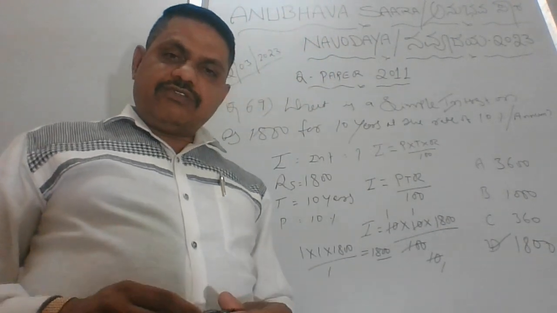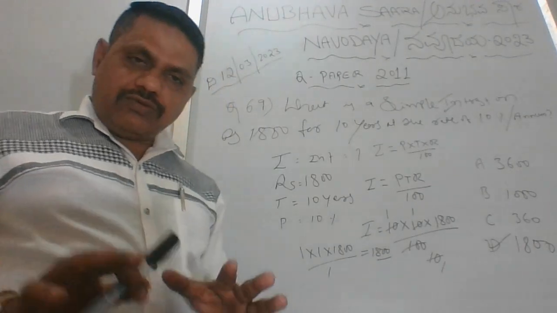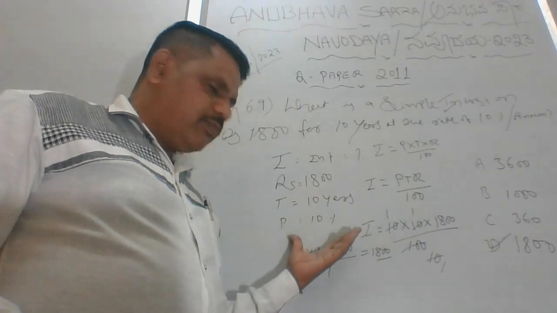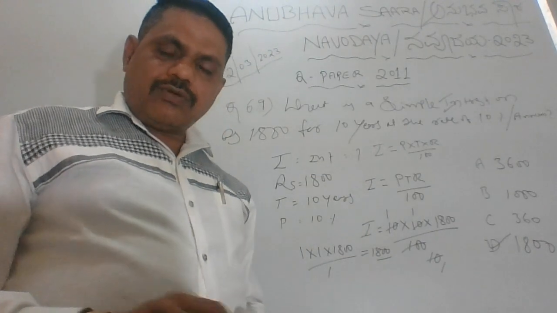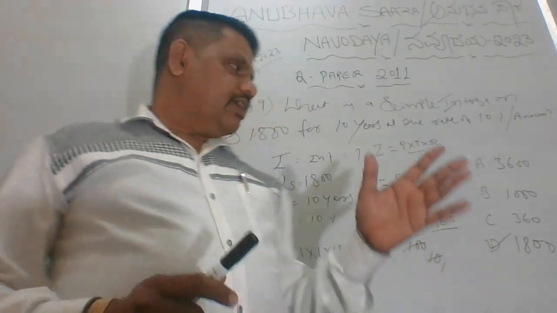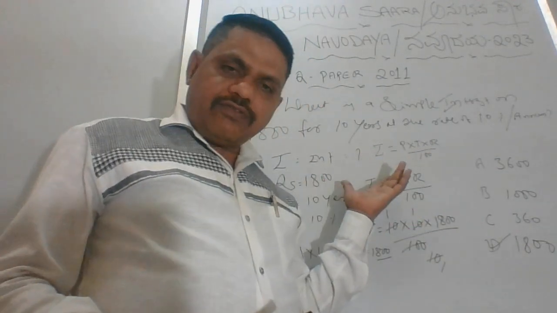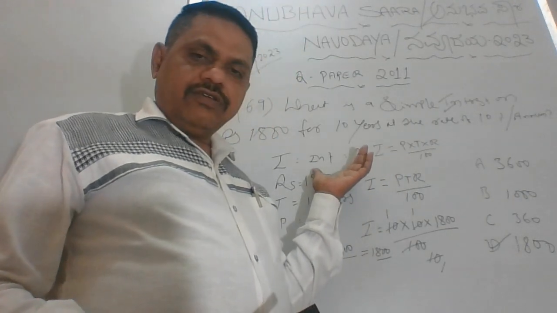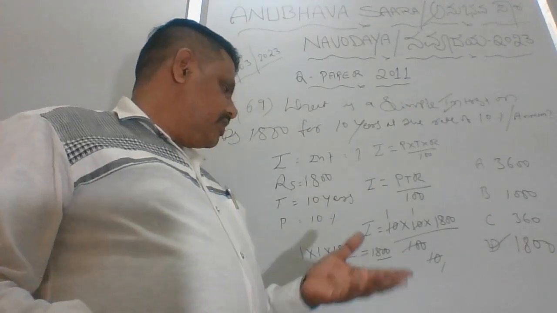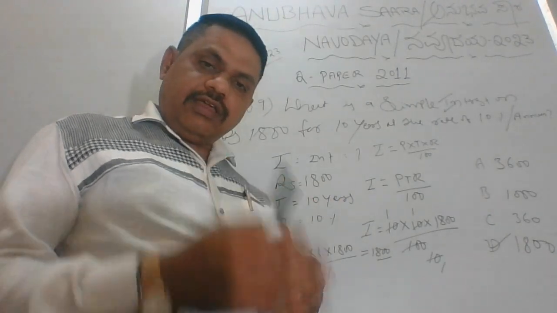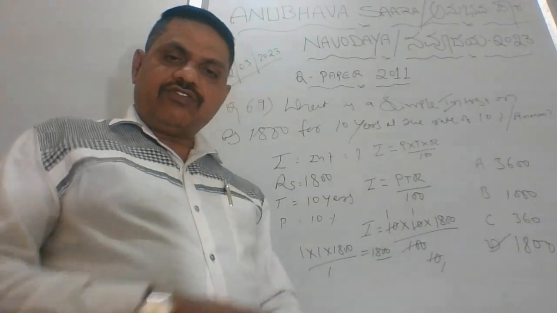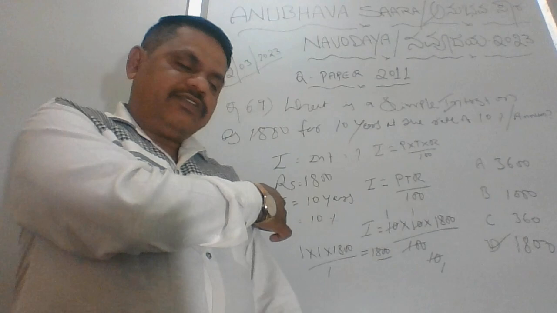See how simple it is? That's why you have to understand and analyze the question first, and write it in a proper manner. You have to segregate the question and make it very clear and separate. Then you can understand what you are looking for. You are looking for interest on what? 1800 rupees you are depositing at a bank for 10 years, and the rate of interest will be 10%.